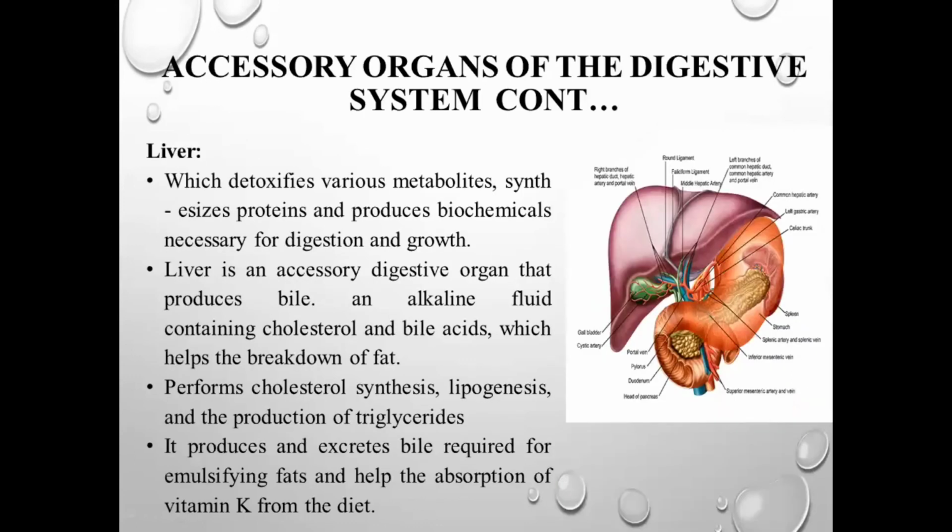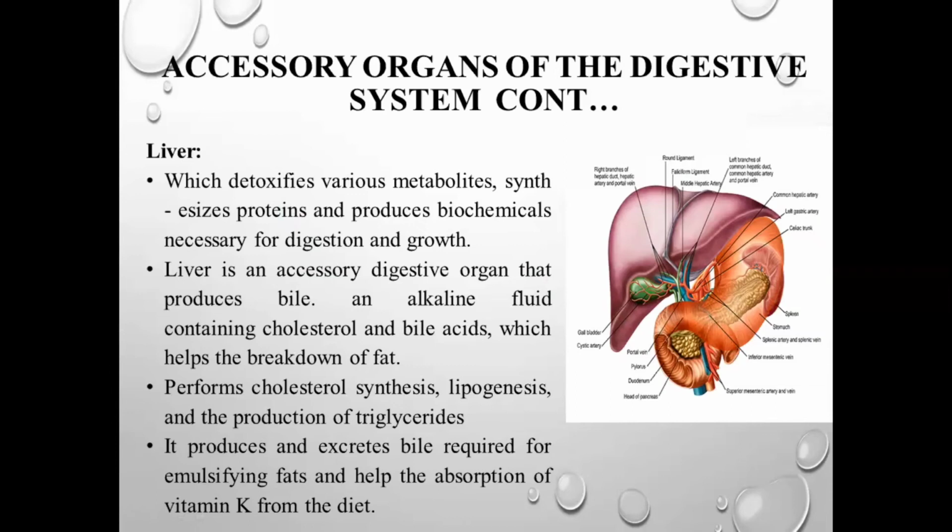Next, we will see a very important organ called the liver. The liver is a very big organ in our human body, present on the right side of the abdomen, below the diaphragm. You can see the liver is of bigger size, with lobes. The liver detoxifies, carries out various metabolic functions, synthesizes protein, and produces the biochemicals necessary for digestion and growth.